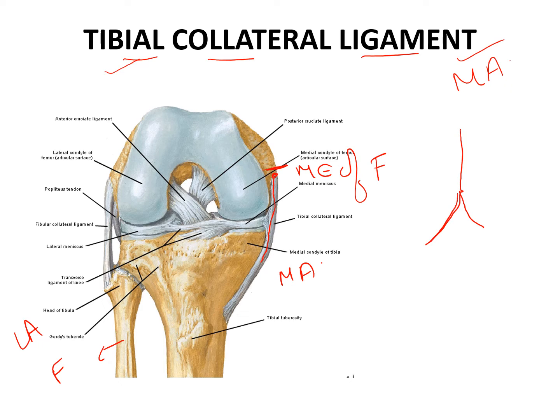The superficial part will be attached to the upper medial surface of the tibia, whereas the deep part blends with the capsule of the knee joint and also attaches to the medial menisci of the knee joint.